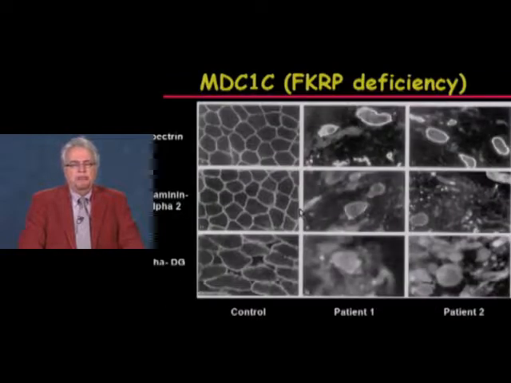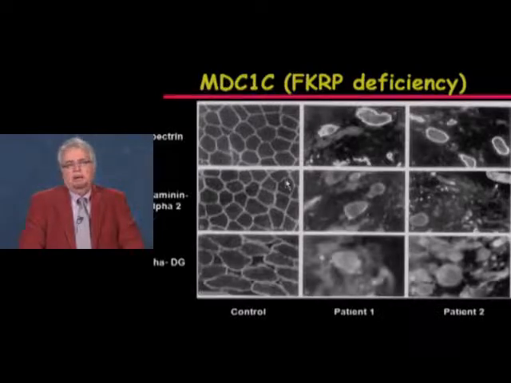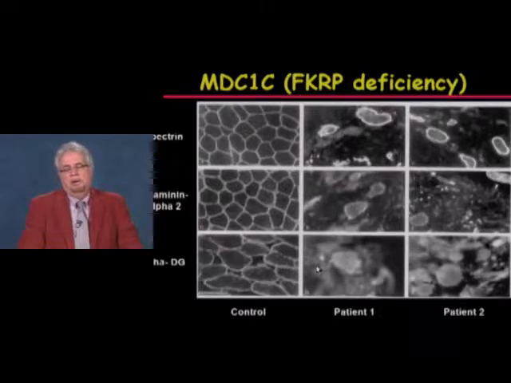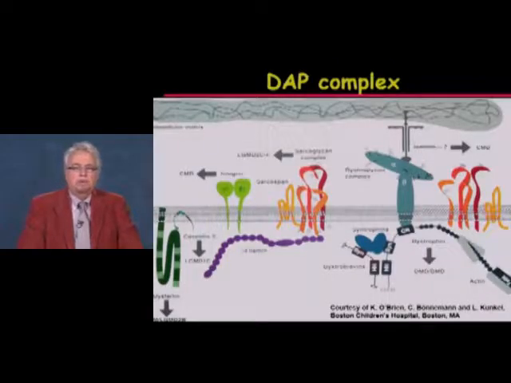If you stain a muscle biopsy with spectrin antibodies, you get normal staining even in patients who have FKRP deficiency, which is one of these conditions. The staining for laminin alpha-2 seems to be decreased, whereas if you stain for alpha-dystroglycan, you get no staining at all in patients who have FKRP deficiency or some of the other types of muscular dystrophy like Fukuyama, muscle-eye-brain disease, or Walker-Warburg syndrome.